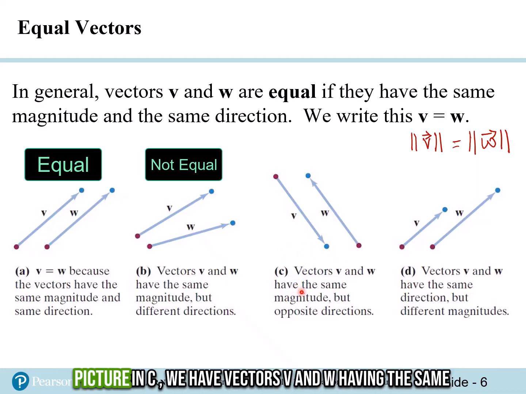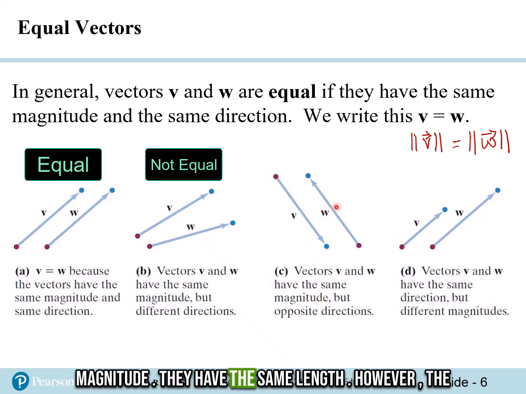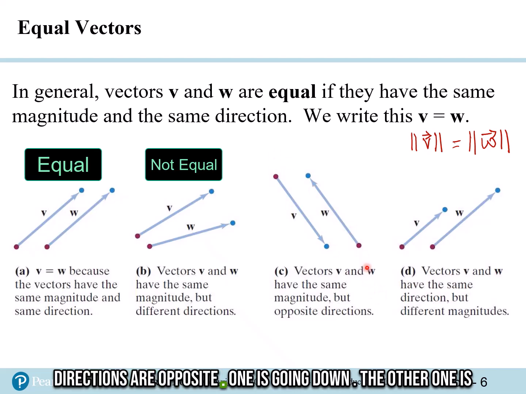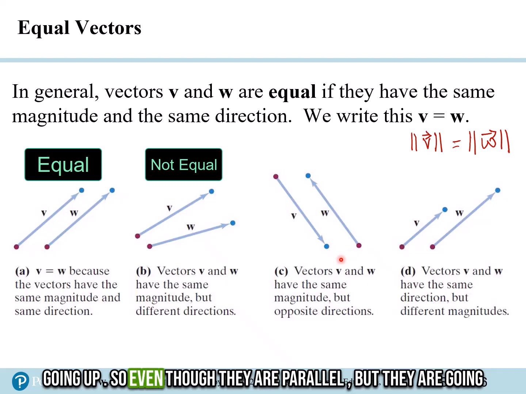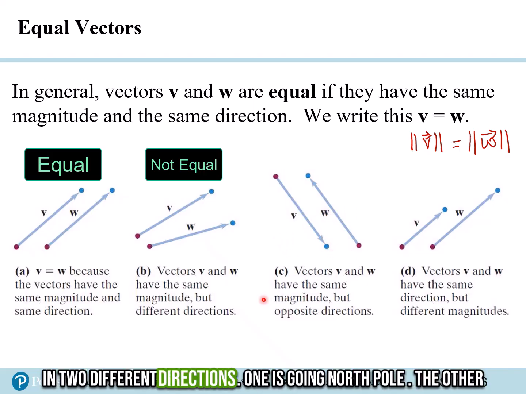In the third picture, in C, we have vectors v and w having the same magnitude. They have the same length. However, the directions are opposite. One is going down, the other one is going up. So even though they are parallel, they are going in two different directions.